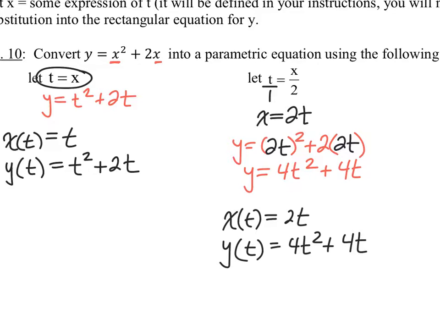Now, a legitimate question would be something along the lines of, all right, cool, makes sense. What if you're not given the let statements? What if they don't tell you let t equal this, t equal that? The answer to that is, well, you can't do anything. If you haven't defined your parameter, you can't actually convert into parametric form. So you need to know what the relationship is between t and one of the two variables in order to convert into parametric form.